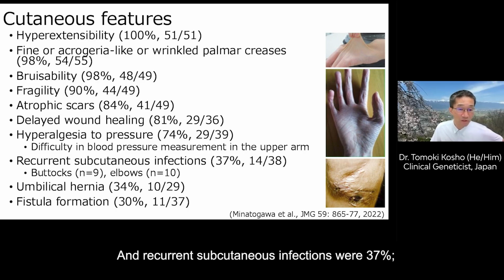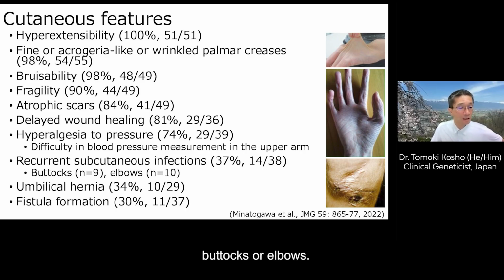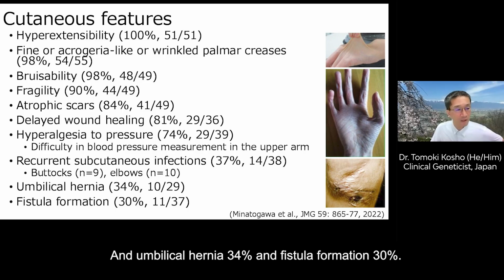Recurrent subcutaneous infections were 37%, in the buttocks or elbows, and umbilical hernia 34%, and fistula formation 30%.